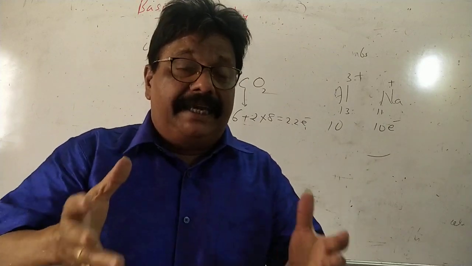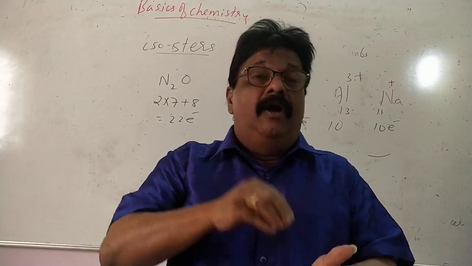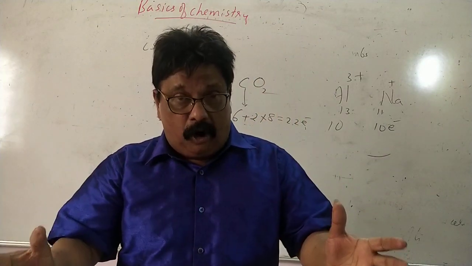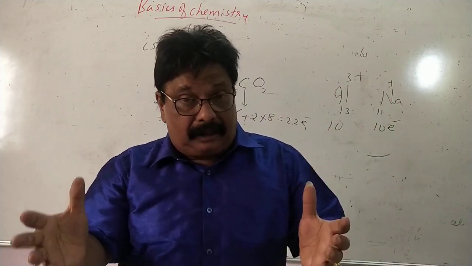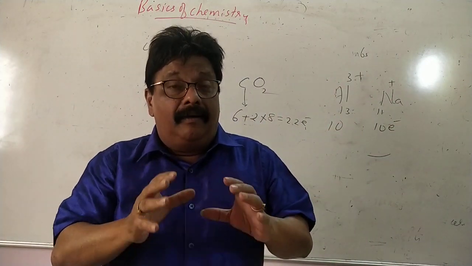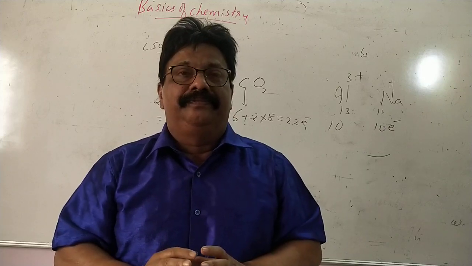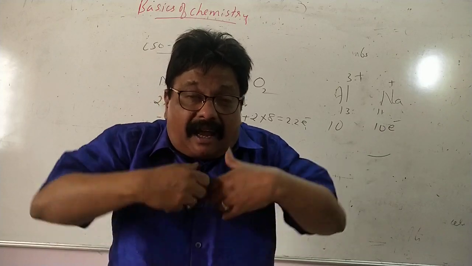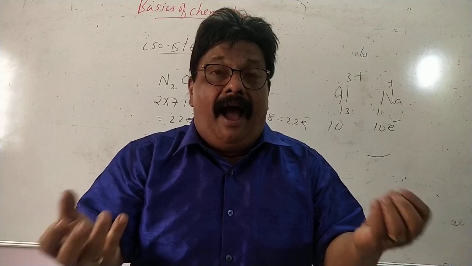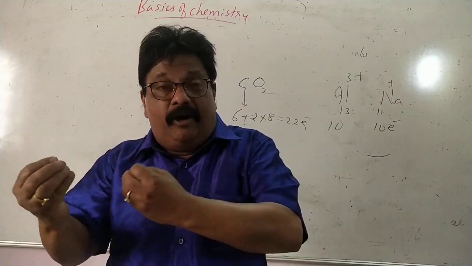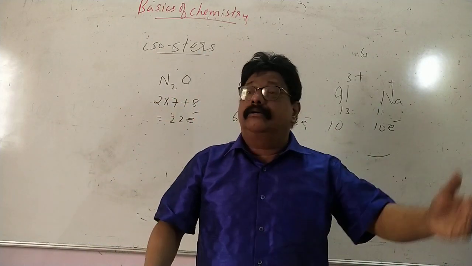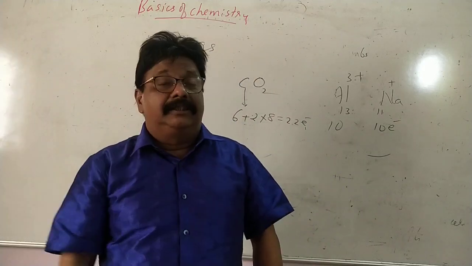So the basic concepts: what is atomic number, what is mass number, what are isotones, what are isotopes, what are isoelectronic species, what are isosteres. These are the basic starting concepts of chemistry. I say they are the A, B, C, D of chemistry, just as we say A for atoms, B for boron, C for carbon.